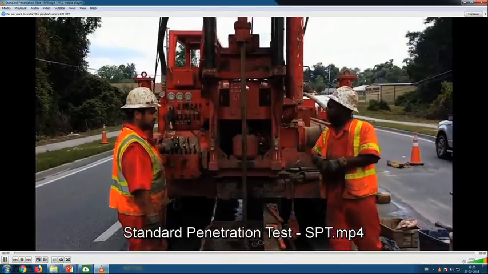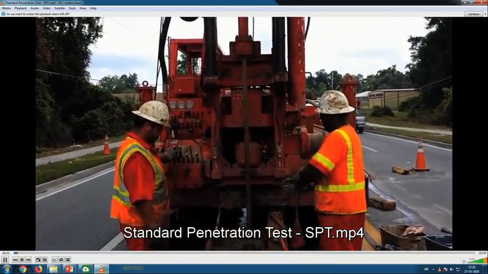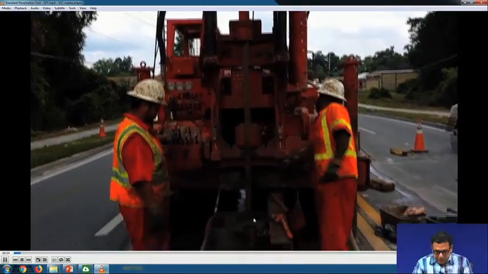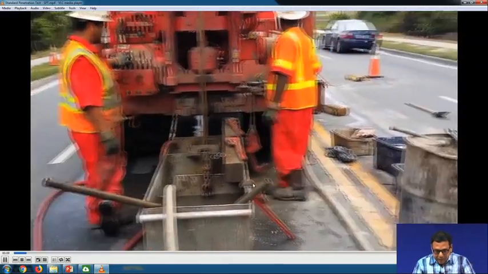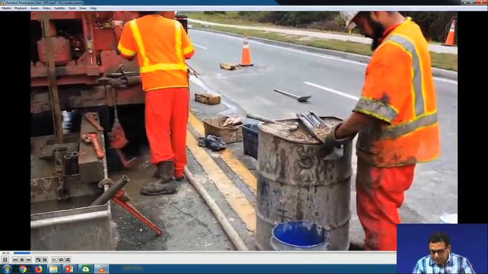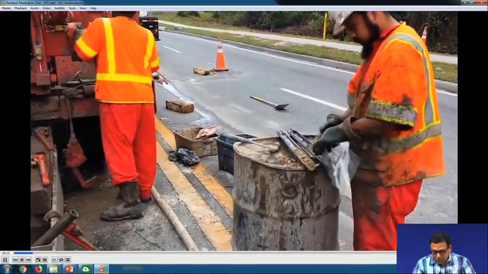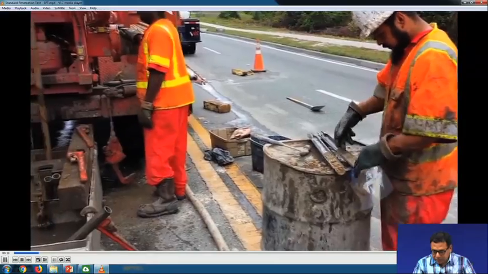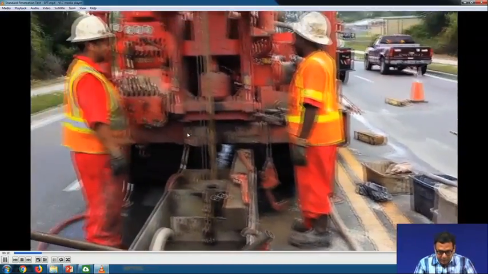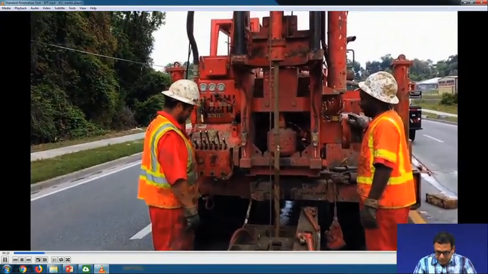You can see that this is the drill rod. At the bottom of this drill rod, this sampler tube is attached. This is the sampler tube, and it has two halves. This is the soil sample they are collecting. And this is the drill rod.